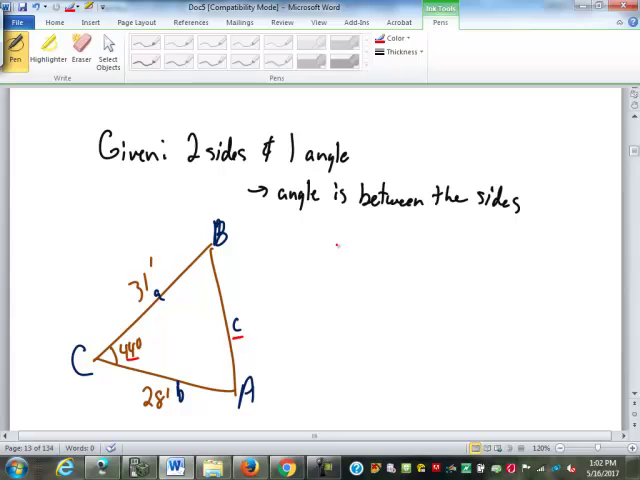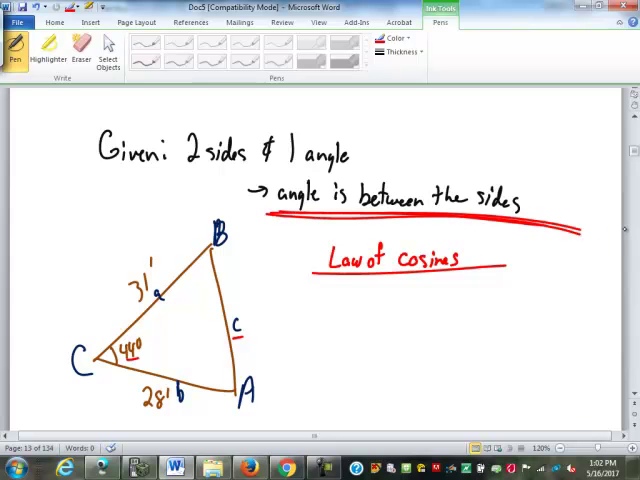This problem here involves something called the law of cosines. It applies when we have two sides and one angle, and that angle is between the two sides. And this is what I mentioned earlier. You mentioned the Pythagorean theorem. If there's no right angle, you can still apply it. It's called the law of cosines.